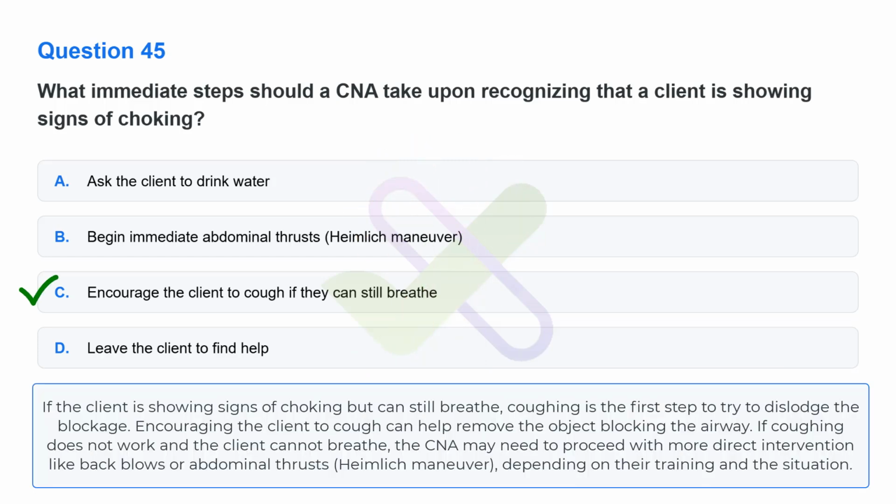The correct answer is C. Encourage the client to cough if they can still breathe. If the client is showing signs of choking but can still breathe, coughing is the first step to try to dislodge the blockage. Encouraging the client to cough can help remove the object blocking the airway. If coughing does not work and the client cannot breathe, the CNA may need to proceed with more direct intervention like back blows or abdominal thrusts, Heimlich maneuver, depending on their training and the situation.